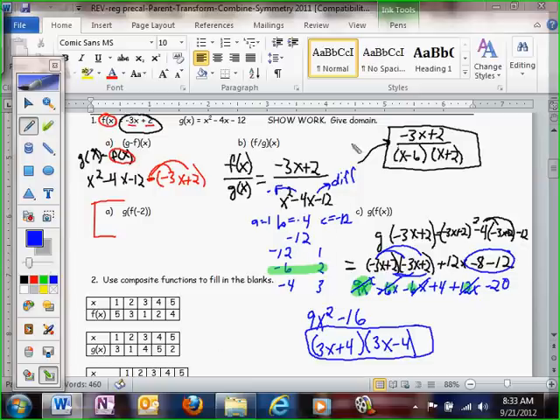Okay, also in the directions and on the test it says to give the domain. So if I go back here and look at my domain, since I do not have any radicals, I don't have any fractions, there's no possible restrictions, so my domain is all real numbers. Back up here to part B, where I did this problem, I have two possible restrictions.